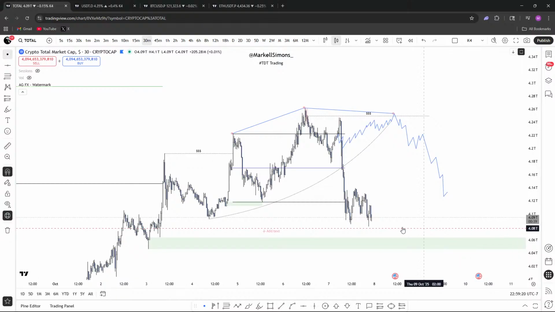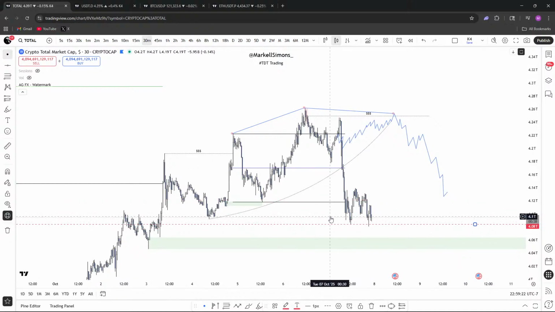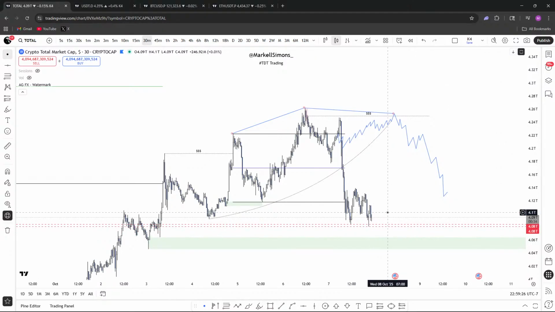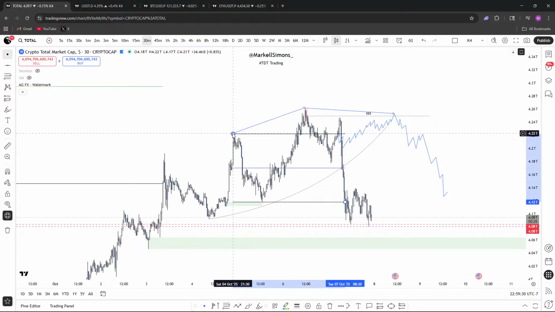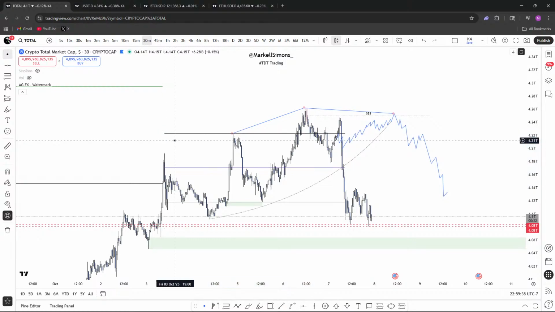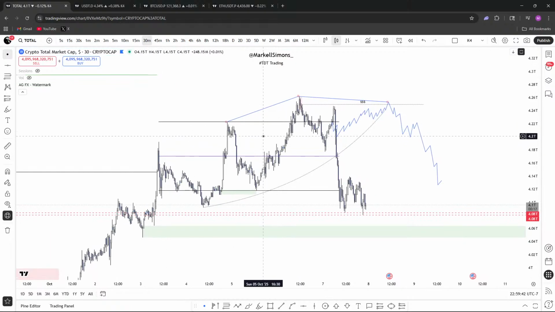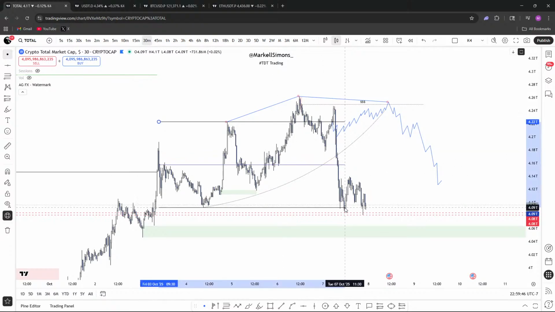BTC front ran our third tap POI. But if you want to say this was an actual model one, you could potentially just draw your range like this. And you could say that this was a model one. And then you got the lower high for the lower low. You hit the technical target right here.